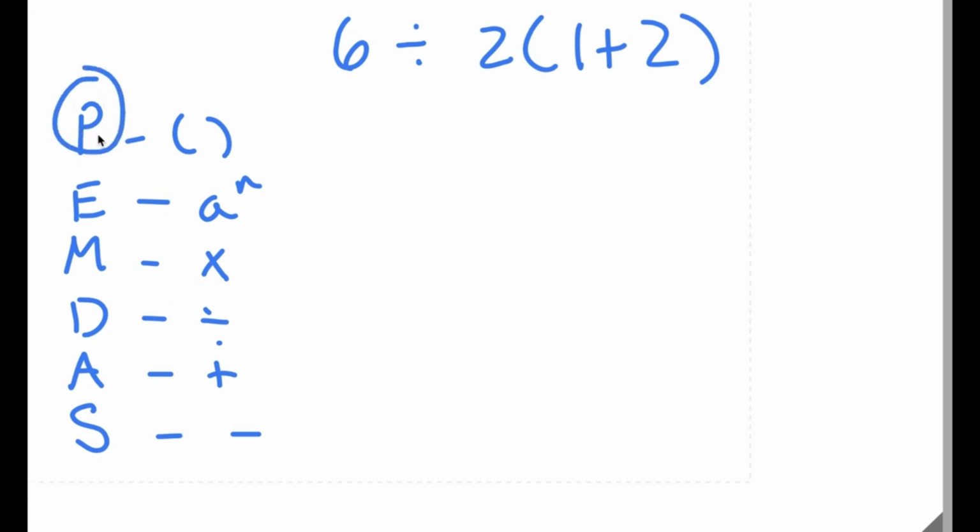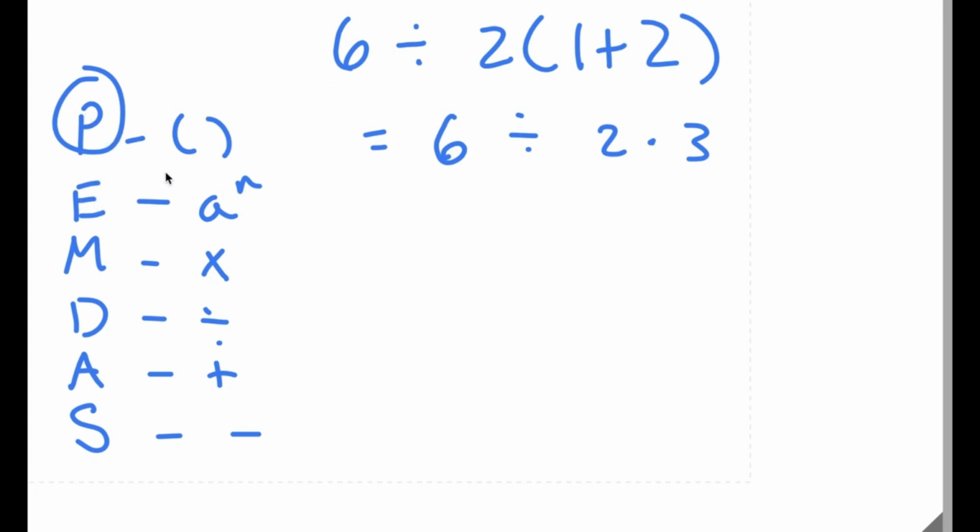What we first start with, we start at the top, and we first look for parentheses. If something is in parentheses, we solve that first. As you can see here, 1 plus 2 is in parentheses. So 1 plus 2 is equal to 3. So now I have 6 divided by 2 times 3. Next, we again look for parentheses. There are none. So now we go down.